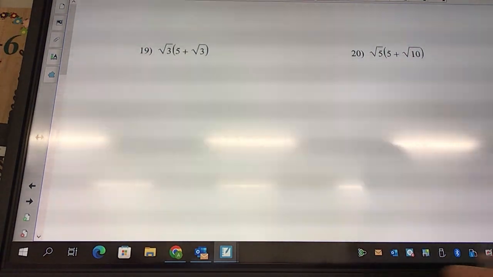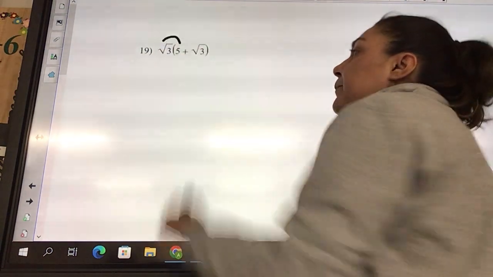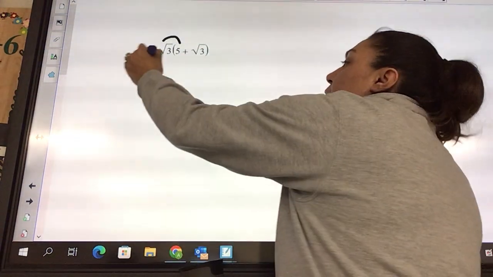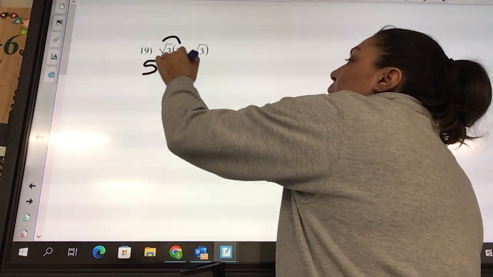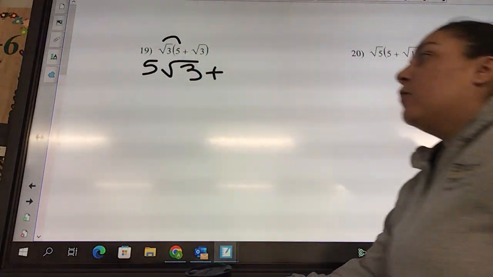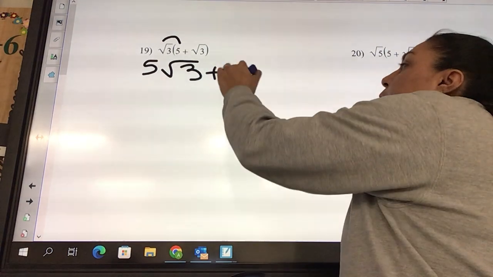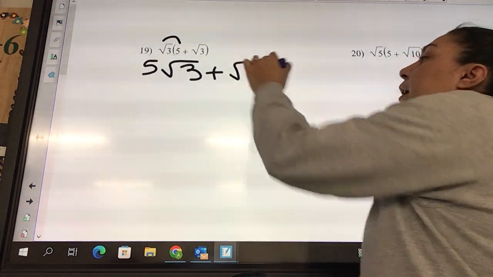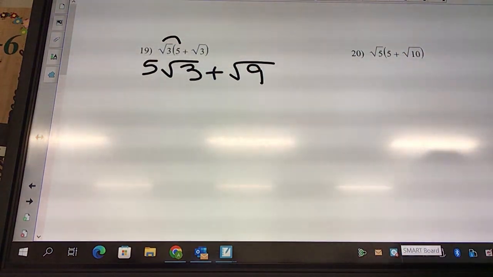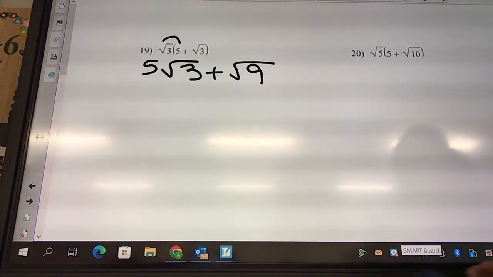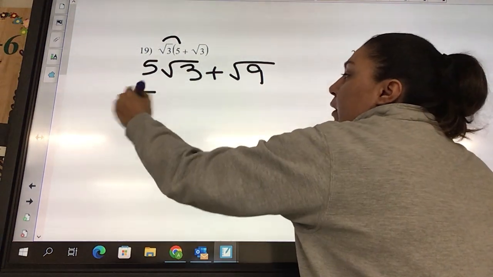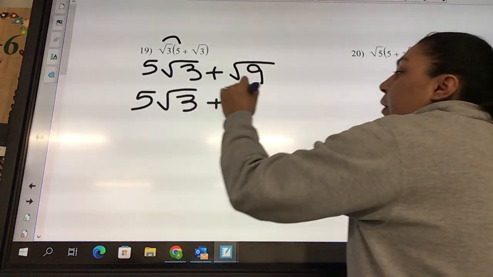Okay, 19. What's the first one gonna become? 5 square root of 3. I know what you meant, but plus what? Square root of 9. So 3 times 3 is gonna be 9. Okay, and again, think to yourself, what is a square root of 9? It is just 3. So you're gonna have 5 square root of 3 plus 3.